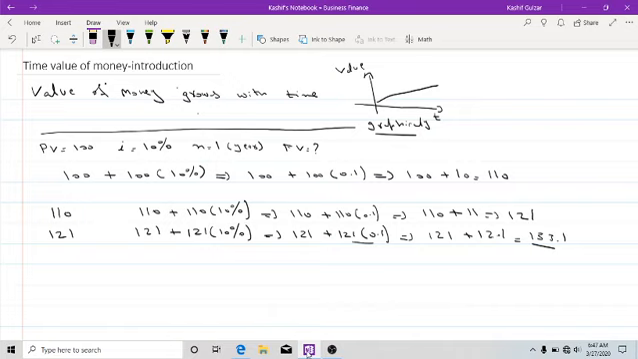There could be minor mistakes in the calculation, don't get me wrong, because I'm not using a calculator. So this is the approach.